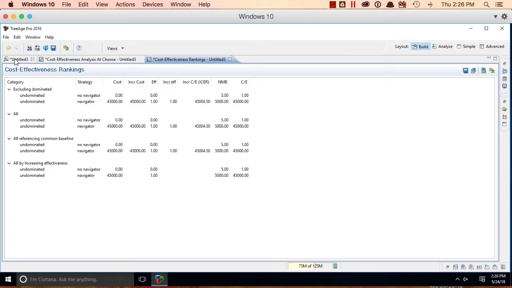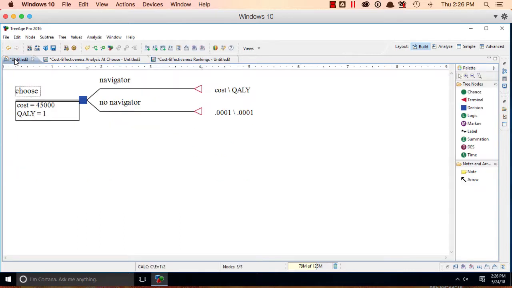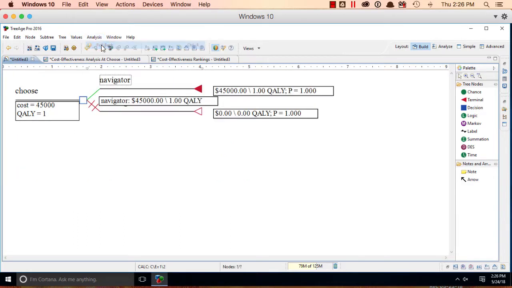So the result of the economic evaluation in this case would be that patient navigation is cost effective compared to no navigation. Given the numbers of the problem, the policy analyst or the evaluator would recommend navigator, given that it costs $45,000 per quality adjusted life year. And that's just the base case scenario. But remember, we're going to let the cost effectiveness depend on the cost and the quality. So we're going to undo that rollback.